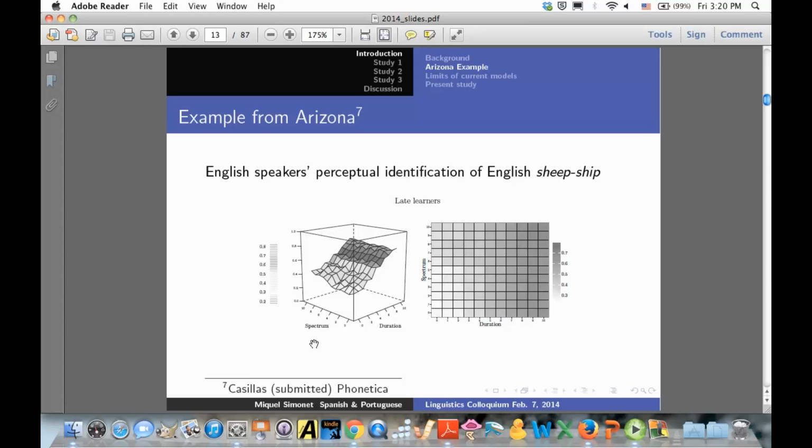Now you go to the late learners. They did not produce the difference in duration. They did not produce the difference in spectrum either, and they don't get it in perception. So they go from 3 to 7 and not from 0 to 100, or 0 to 1.